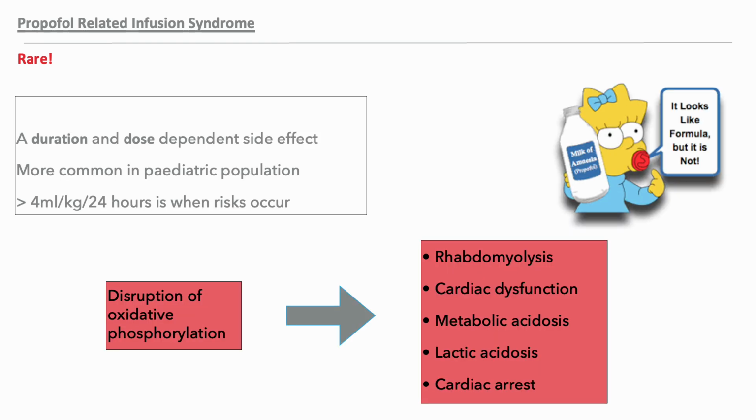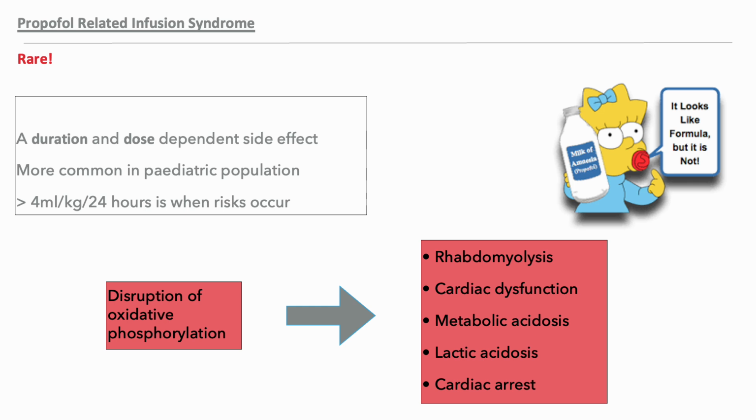Now, there is another important side effect of propofol that is very rare, and I do want to stress this is a rare complication, and that is PRIS, or propofol related infusion syndrome. PRIS is a duration and dose dependent side effect. That is, the longer someone is on propofol, and if they're on a higher dose for a longer period of time, they're more at risk of having this syndrome. Above 4 mg per kilogram per hour is when risks occur for PRIS.